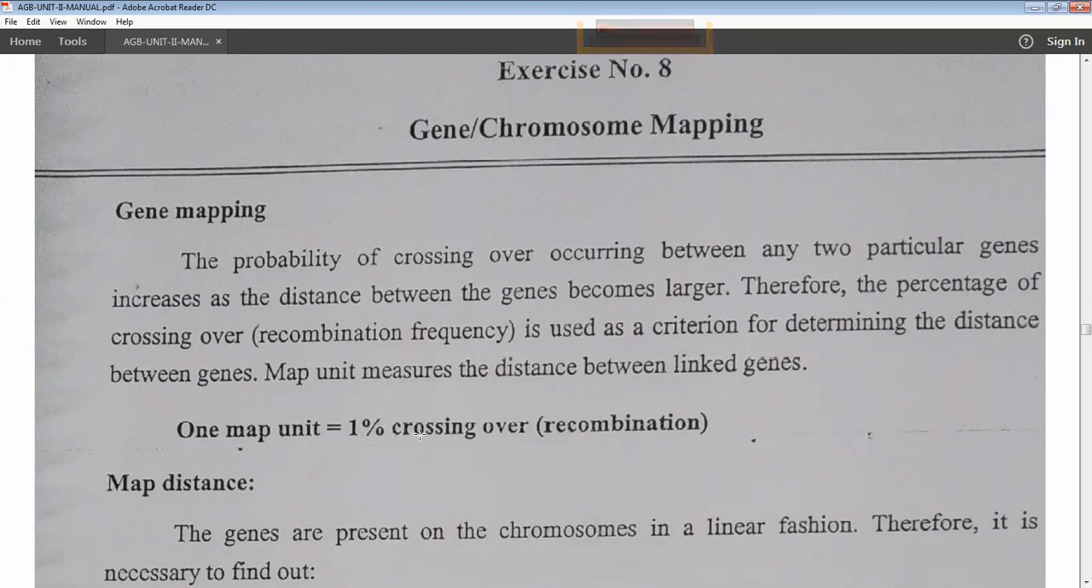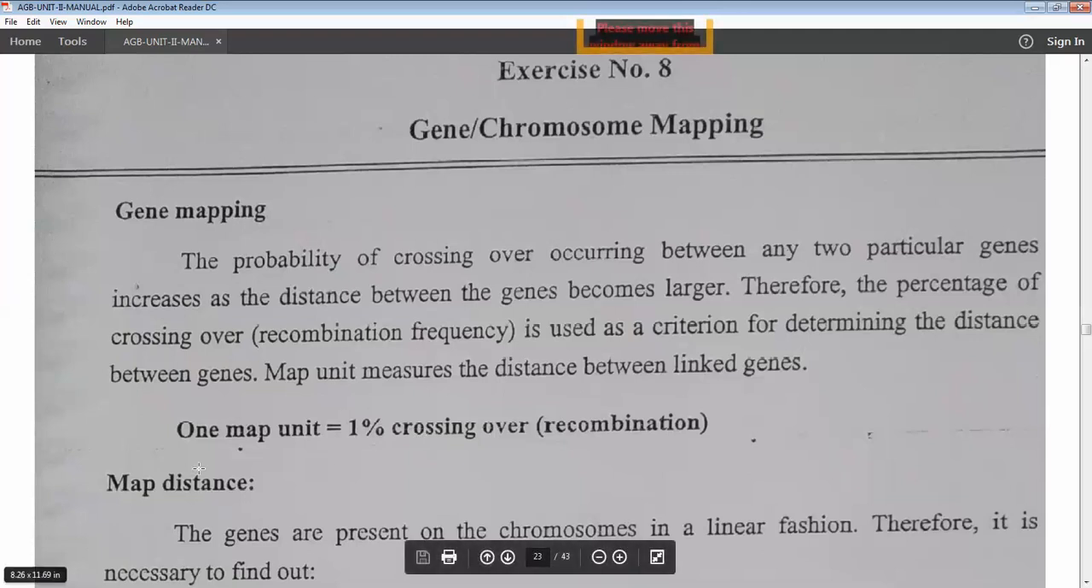Okay. I think I had already told you that the distance between genes we calculate in the form of map units, also known as crossing over percentage, or crossover value, or percentage recombination, or the recombination frequency.